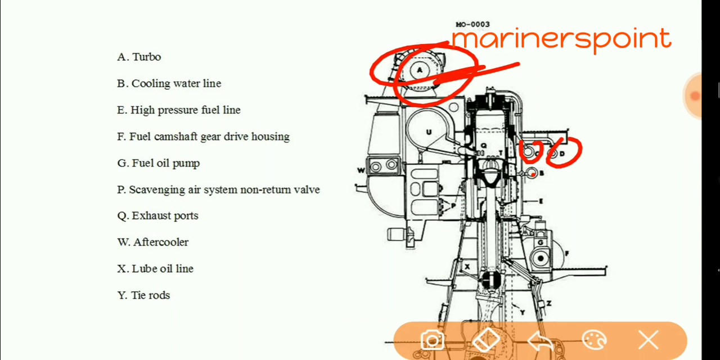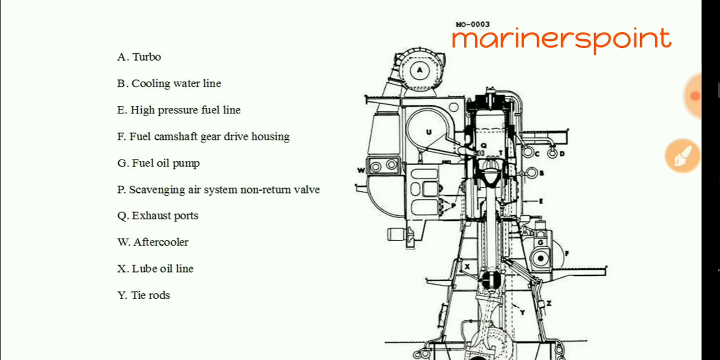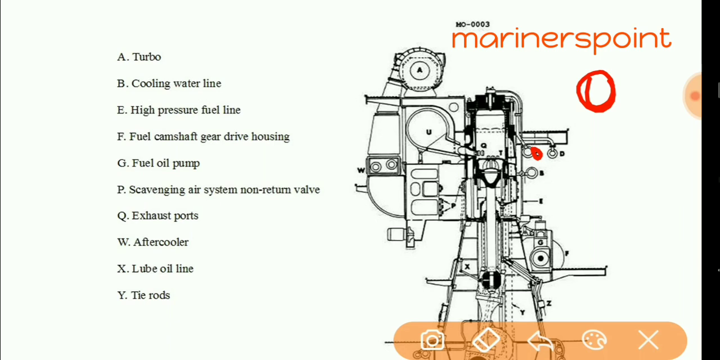This all is a common manifold, but B is the common manifold for the cooling water line, that is the jacket water line, for cooling the cylinder, okay. Now C is the common manifold for the air starting line, going to the air starting valve, okay. C is the air starting line, a common manifold, or we can say the air starting manifold.